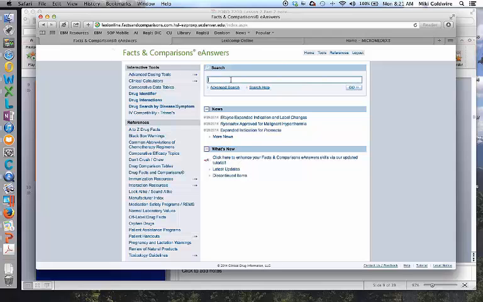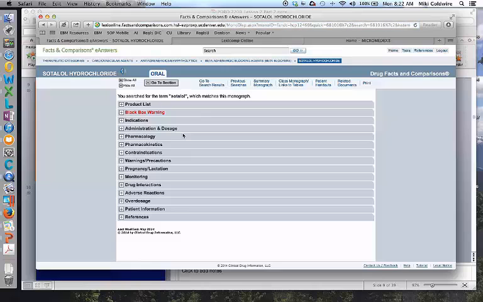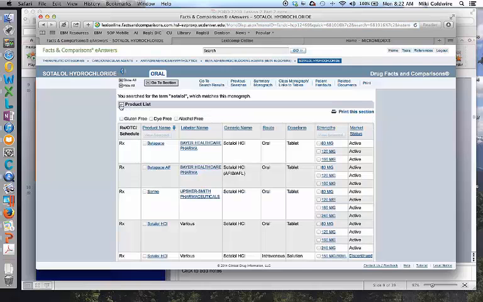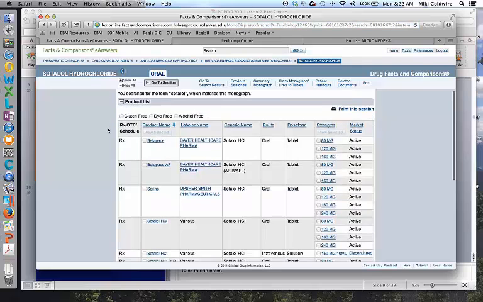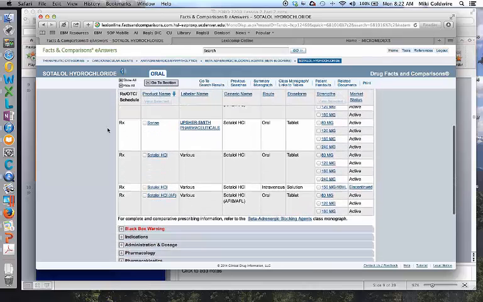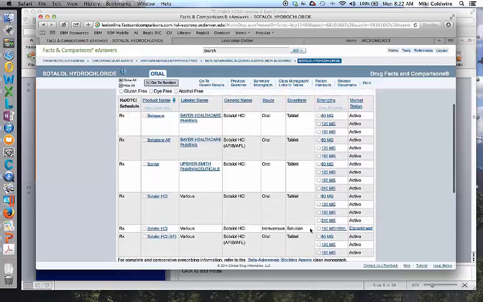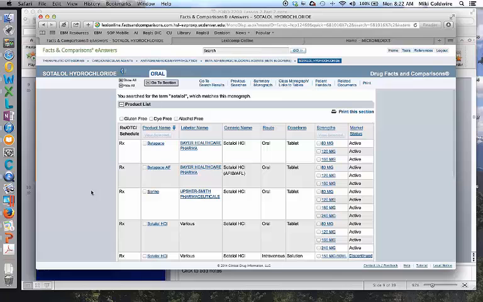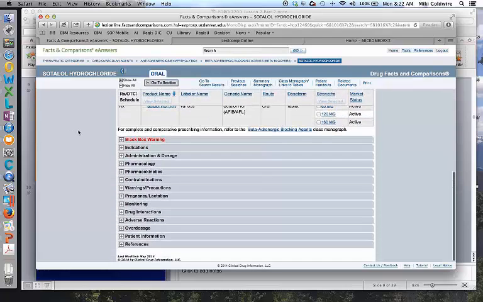So again, in Facts and Comparisons, I can type in sotalol. And if I look under product list, this will tell me how this medication comes. And I can see that it comes in tablets and then an intravenous solution that has been discontinued. So what I want to know is if there's a recipe for a solution.